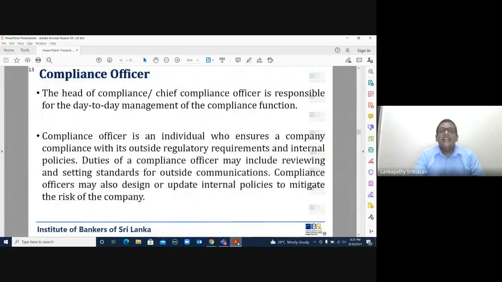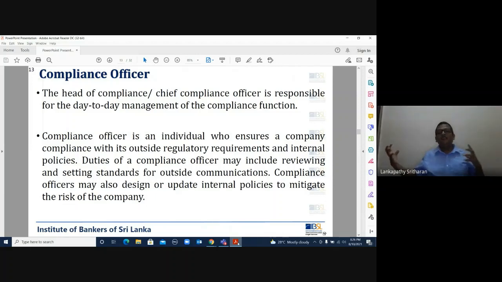And then again, the compliance officer. The compliance officer or chief compliance officer is responsible for day-to-day management of the compliance functions. Or he may be the officer responsible to coordinate the matters related to the compliance function of the bank and finance institution. Who is the compliance officer? The officer who is responsible for day-to-day operation or management of the compliance function, or the officer who is coordinating the matters related to the compliance function of the bank and finance institution.